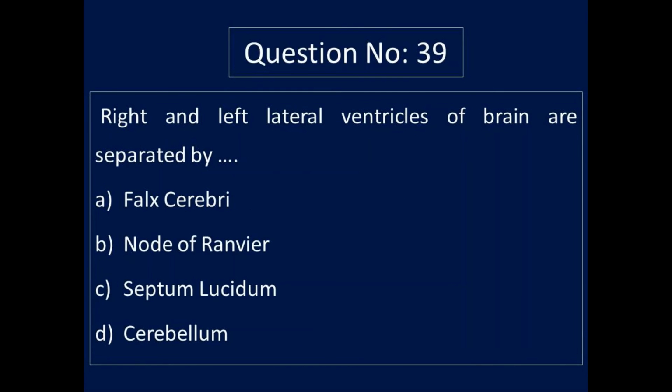Question number 39. Right and left lateral ventricles of brain are separated by: option A, falx cerebri; option B, node of Ranvier; C, septum lucidum; and D, cerebellum. Right answer is option C, septum lucidum. Right and left lateral ventricles of the brain are separated by septum lucidum.